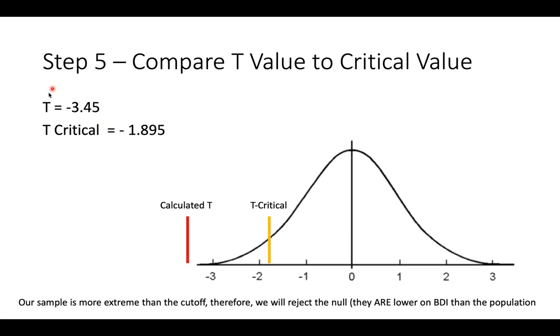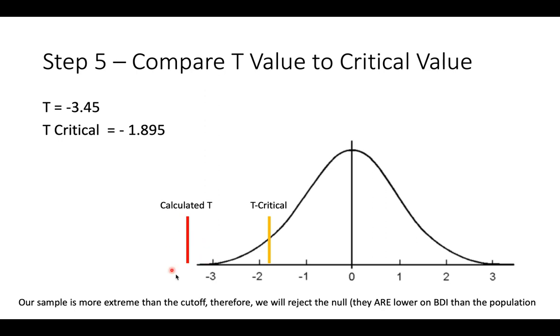So if our psychology majors are more extreme than this point, so anything to the left of this critical value, then we would conclude that they do in fact differ from the population substantially. They are lower on depression than the average student. And so when we plot our critical value of negative 1.895 that we got from our table, and then we plot our calculated t value of negative 3.45, we see that they are in fact significantly different. They are more extreme than the cutoff, right? They're way out here in the tail of the distribution.